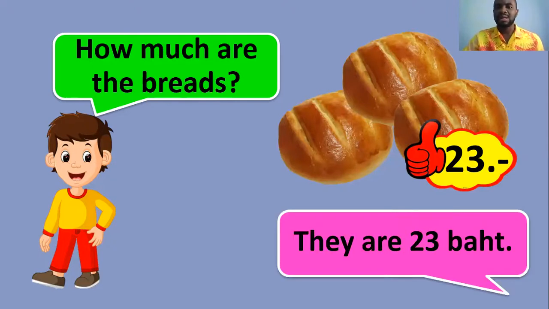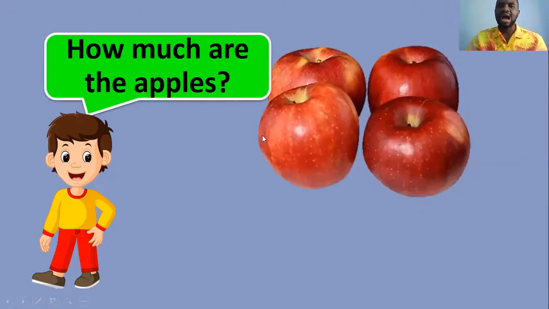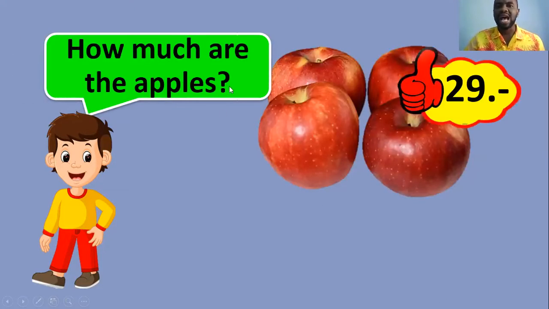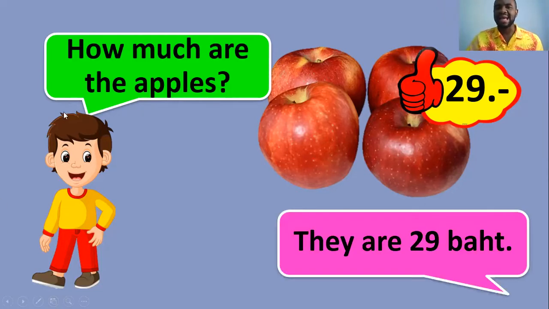Okay. How much are the apples? A, double P, L, E, S. Apples. Many. 1, 2, 3, 4. How much are the apples? It's 29. 20 and 9. The apples are 29 baht.